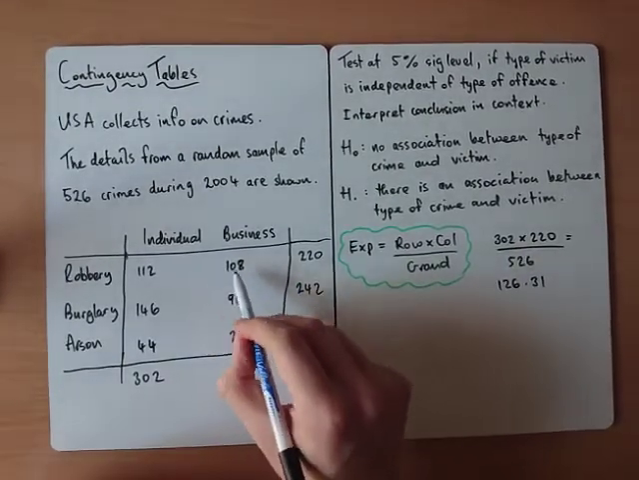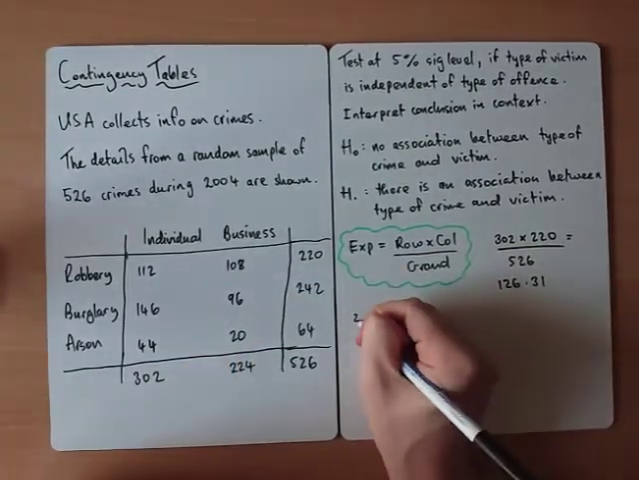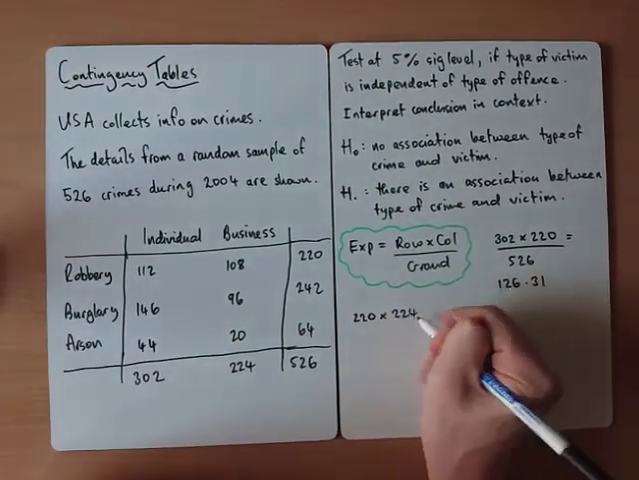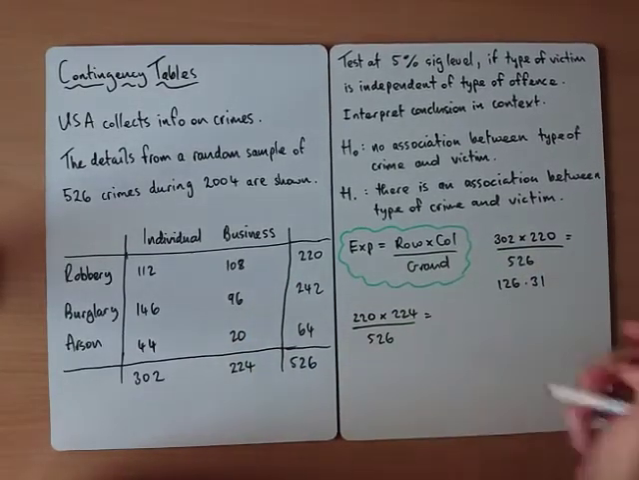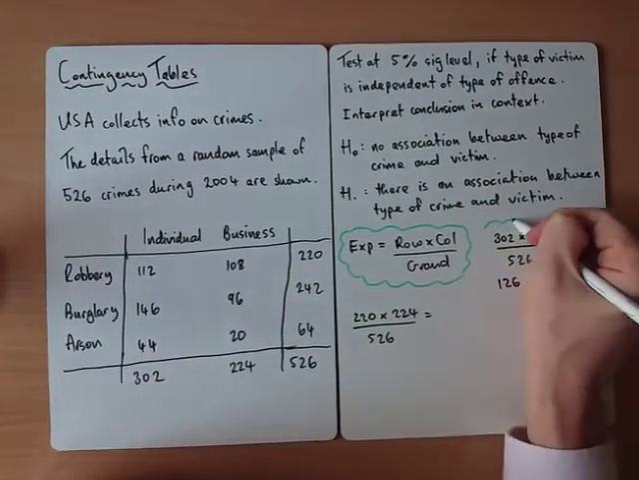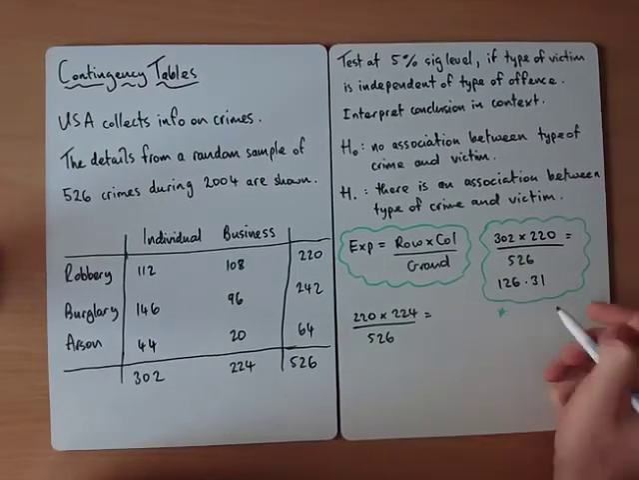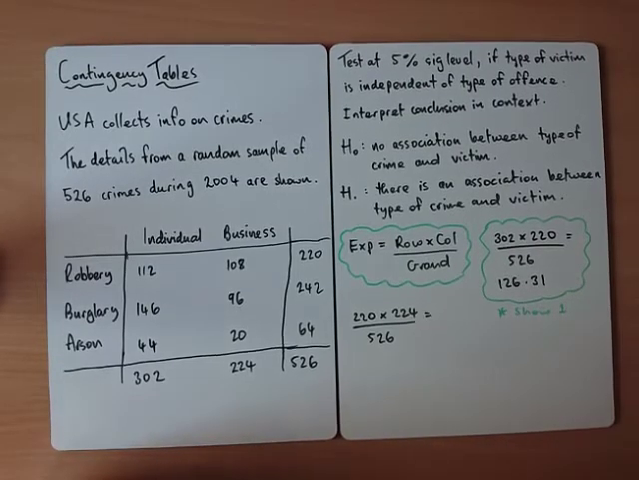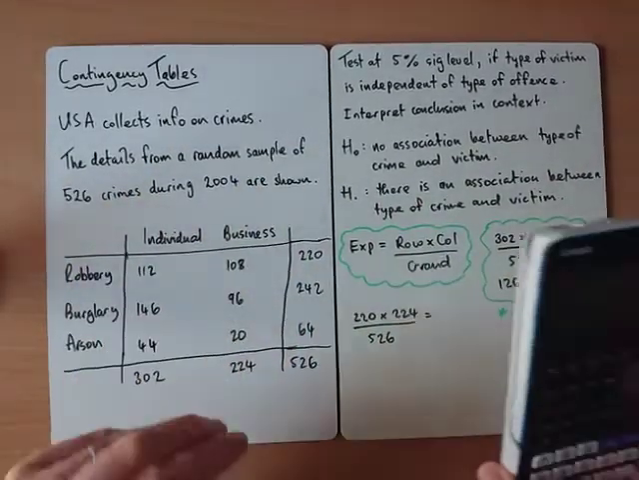If we were going to do another one, so for the 108, you would be doing the row total, which would be 220, times by the column total, which would be 224, divided by the grand total, which is 526. We can do this 6 times, but luckily the calculator will do them quite quickly, I'll show you in a second. But please, to get the method mark, show one calculation. At least one.